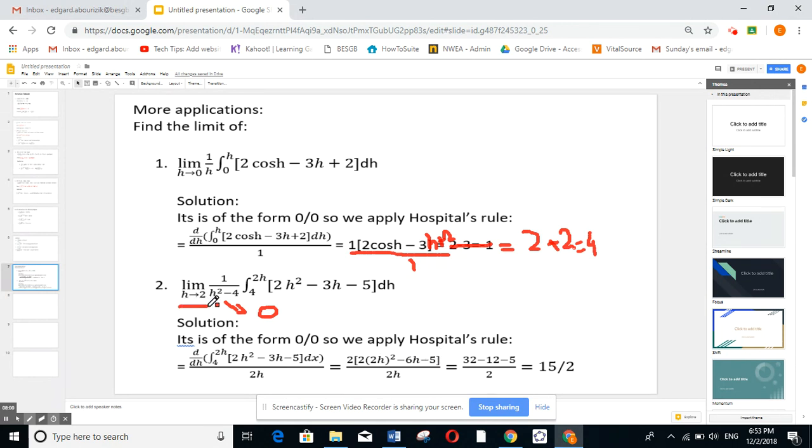I have h tends to 2. I replace h by 2. 2 times 2, 4. 4 squared, 16. 16 times 2, 32. Minus 12 minus 5. 2 and 2 here cancel out. Over h, which is 2. So you're going to get 20 minus 5 is 15 over 2.